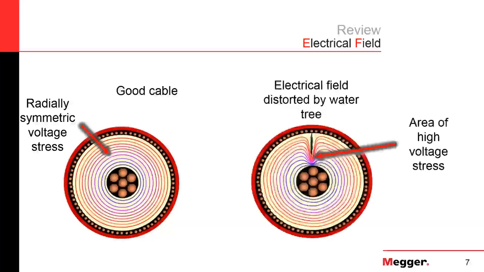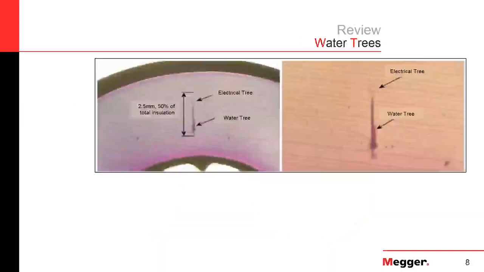But when there's something like a water tree, it's going to distort the electrical field and create a region of very high voltage stress at the tip of the water tree. You can think of this as a topographical map, and that's a much steeper hill to climb. Eventually that high voltage stress converts to an electrical tree, and that electrical tree eventually fails the cable. I know these aren't the clearest pictures, I apologize, but they give you an overview of where the electrical trees and water trees might form in the cable.